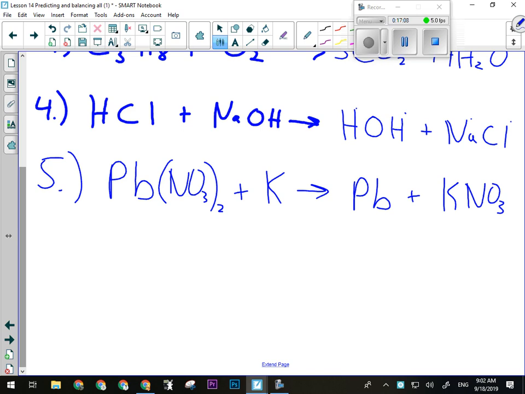Now I've got to go back and balance. The nitrate's out of balance, so I need to put a 2 here, and where else? In front of the potassium. Is that a whole lot more difficult than what we were doing? No. As long as you understand what those reactions are supposed to look like, it's pretty easy to put in the products. Yes.